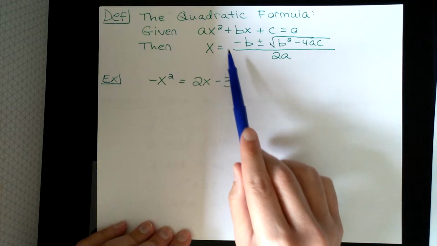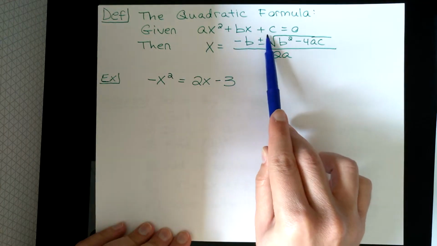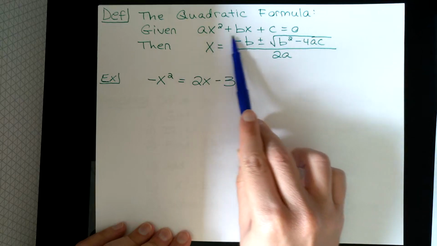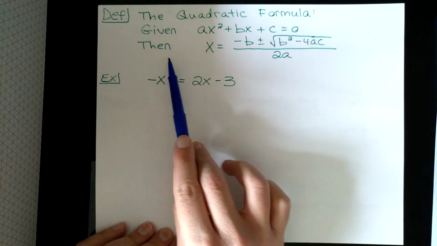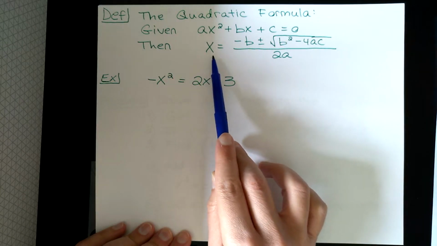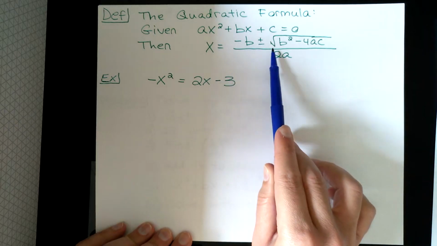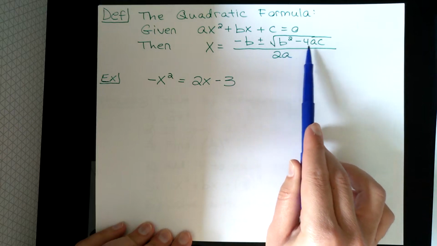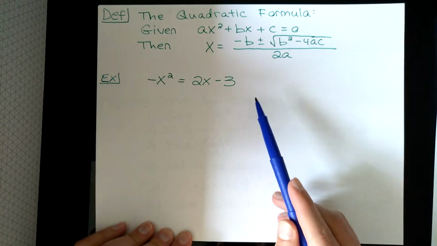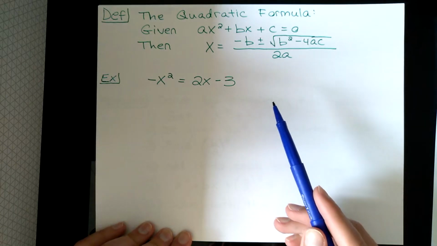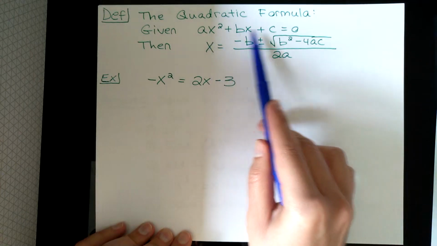So the quadratic formula says, given ax squared plus bx plus c equals 0. So you have your quadratic equation set up equal to 0. Then it is automatically true that x is equal to -b plus or minus the square root of b squared minus 4ac all over 2a. It requires no factoring. It is purely an arithmetic problem as soon as we find a, b, and c.